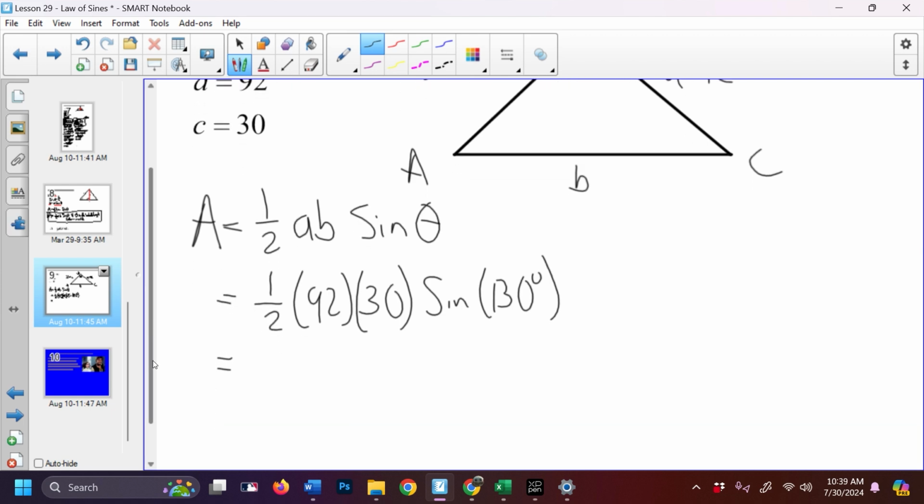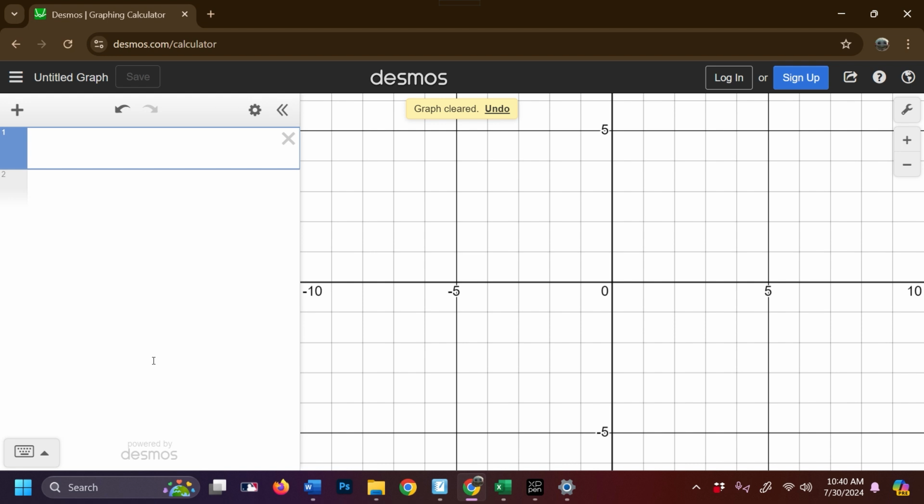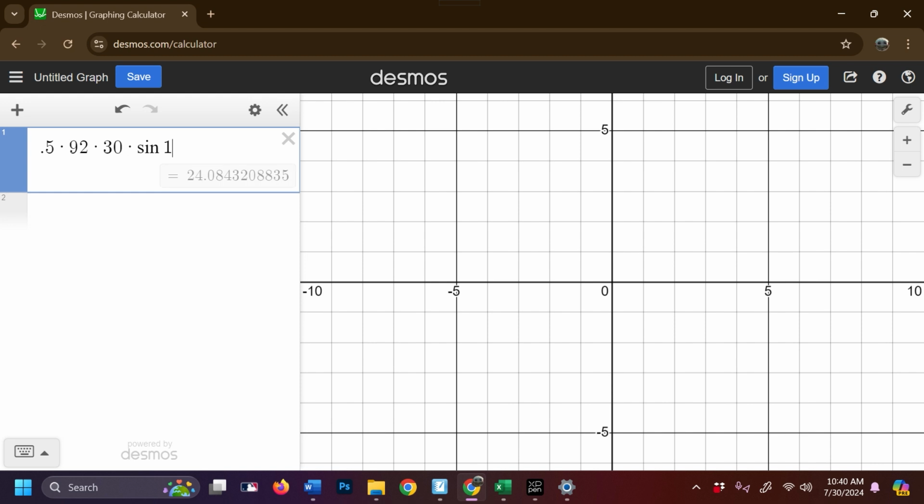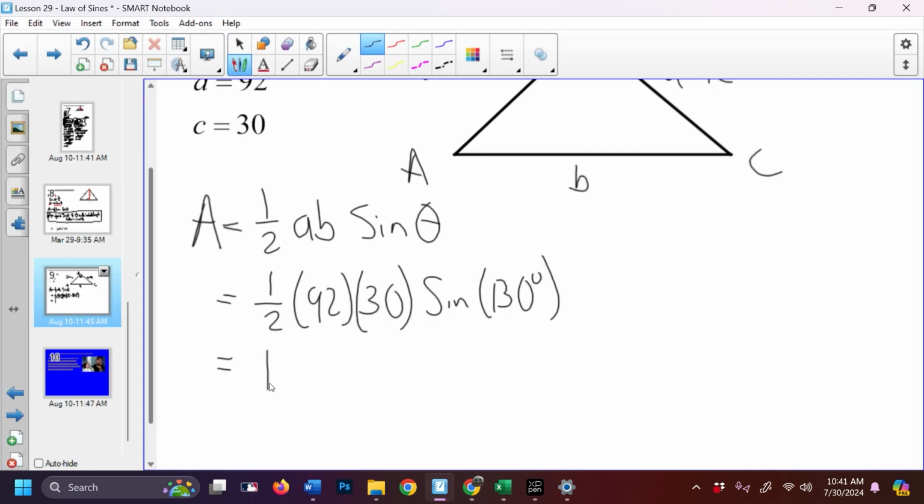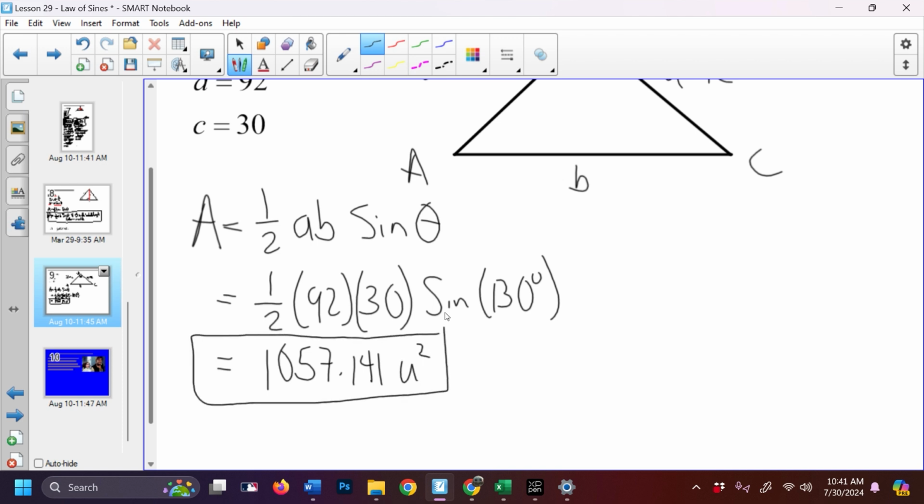We can go to Desmos and calculate that. And so we'll just go 0.5, there's my half, times 92 times 30 times the sine of 130, and we get 1057.141 units squared. And yes, you do need units squared because this is area and not just a length.